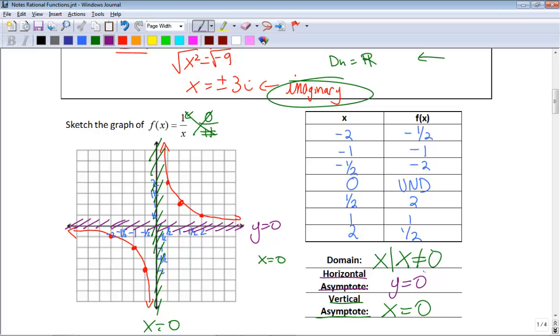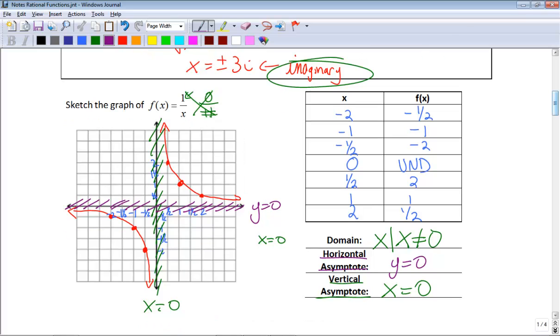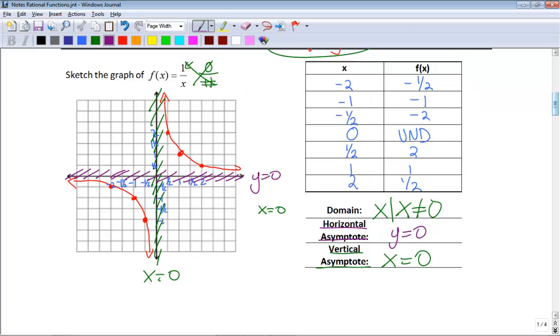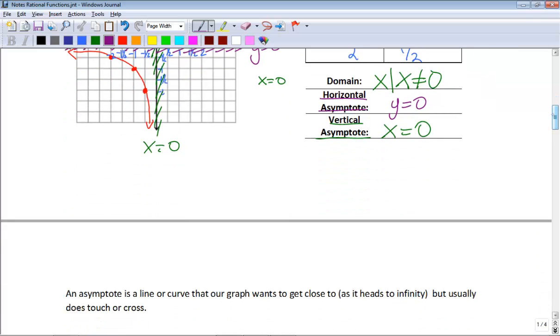So again, let's take a look at this. We graphed f of x equals 1 over x. Rational functions usually have these jumps or breaks, and they usually have these asymptotes, things that they want to get close to but don't. We're going to define in the next video how to find asymptotes, but I want to talk about what asymptotes are right now and then relate them back to the picture.